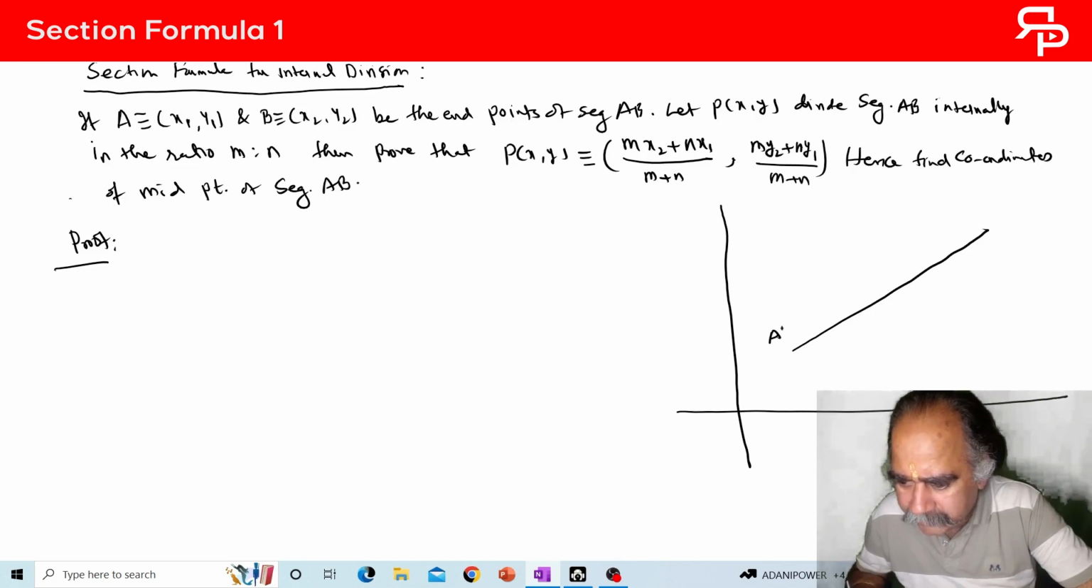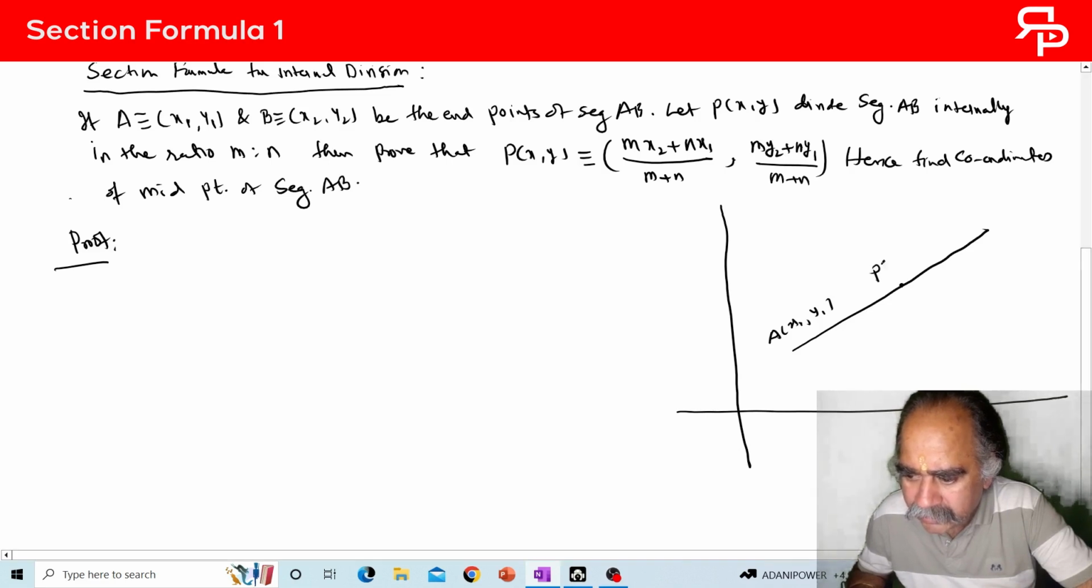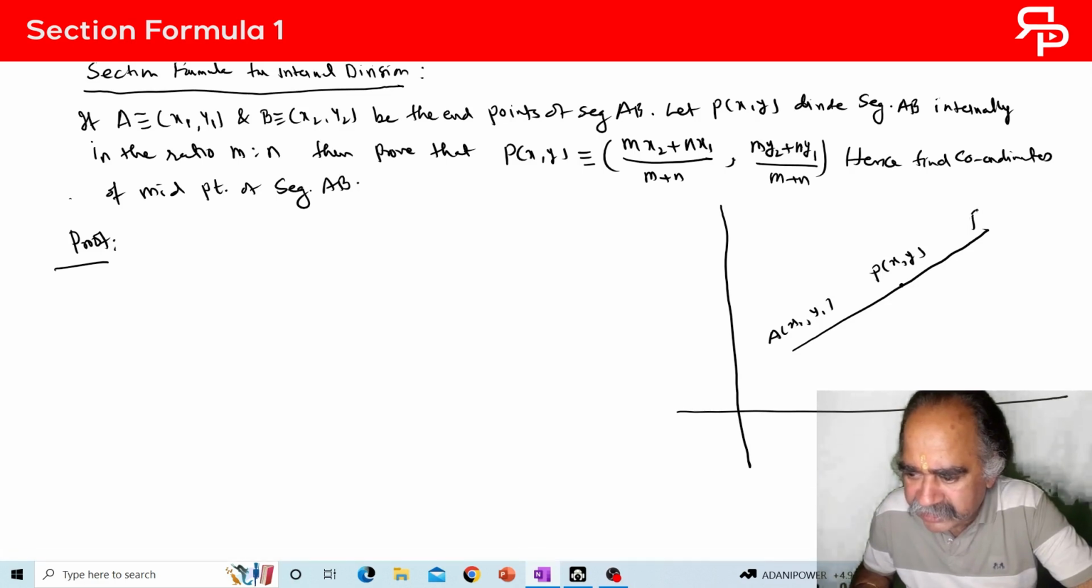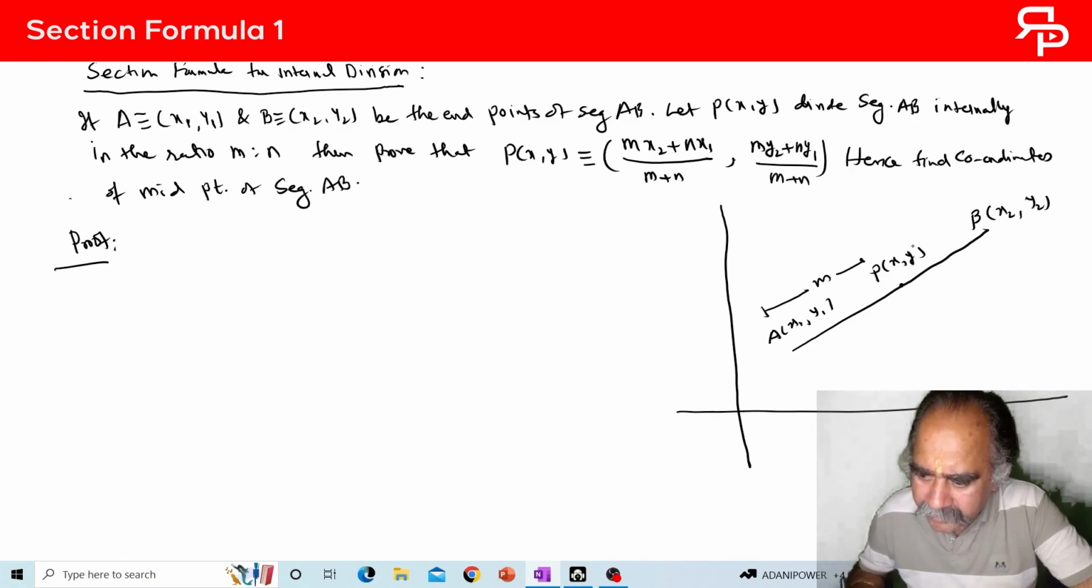This is point A, x1 comma y1. This is point P, x comma y, which divides segment AB internally in the ratio. This is B x2 y2 internally in the ratio m is to n. So ratio is what? Length AP is m and length PB is n.